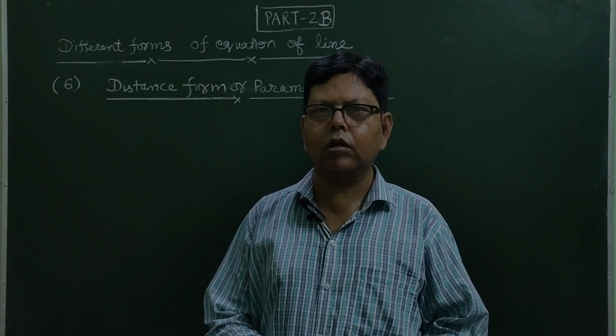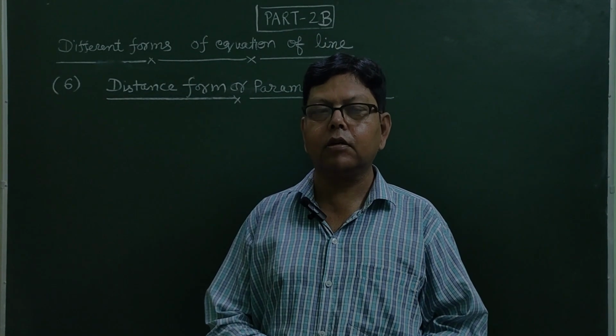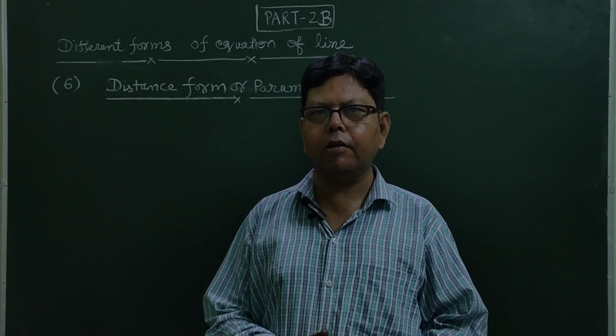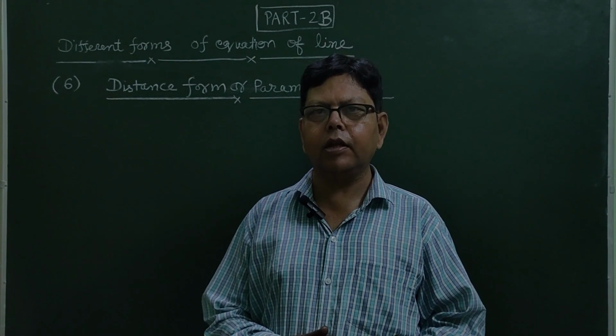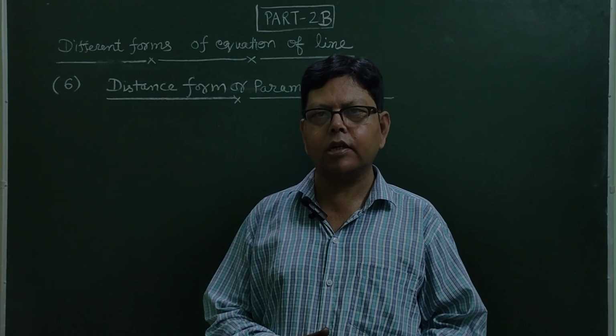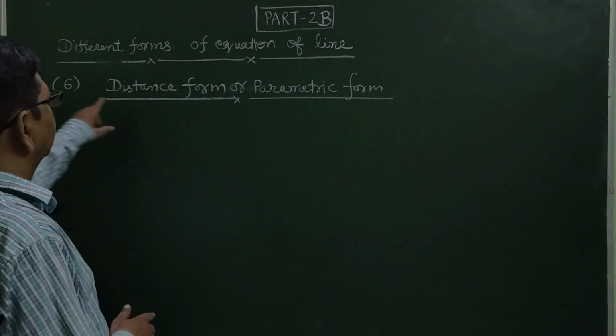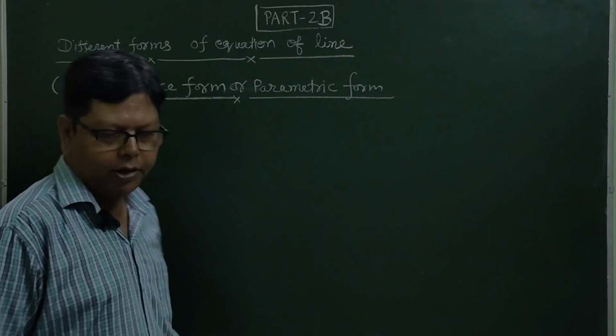Friends, in part 2a of straight line, I have discussed 5 forms of equation of straight line. In this part, I will discuss the remaining forms of equation of straight line. So let us start the next form, sixth form, distance form or parametric form.